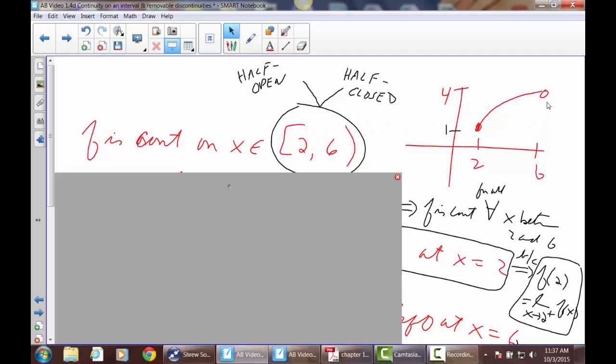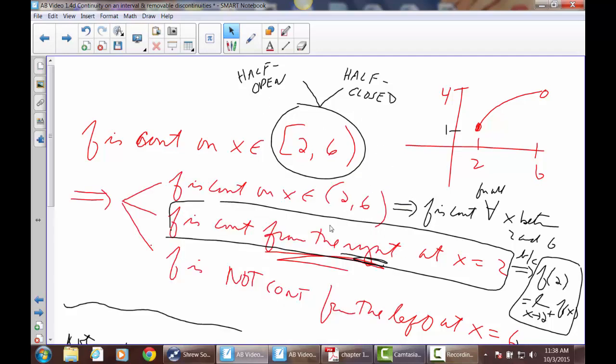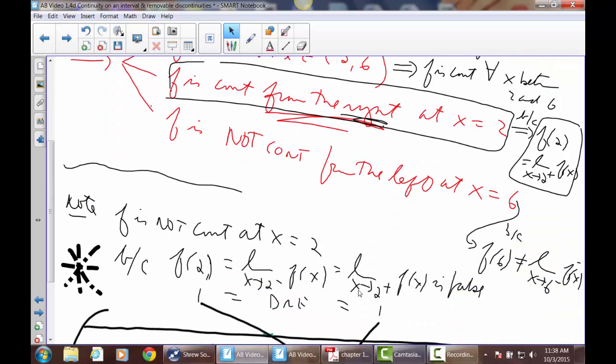However, f of 6 doesn't exist, so the limit as x approaches 6 from the left of f of x, which is 4, does not equal f of 6, which just does not exist. And that's why there's a parentheses there. This type of interval is either called a half open or half closed interval, depending on whether you're an optimist or a pessimist, and you see the glass is half full or half empty. Okay, so as I said, this implies f is continuous on the open interval, continuous from the right at 2, and from the left at 6.